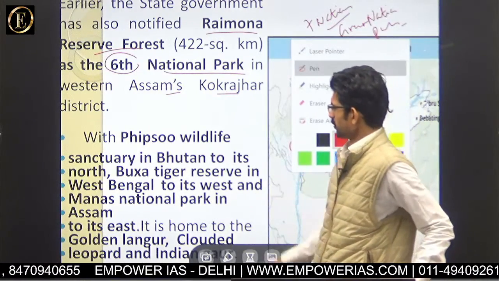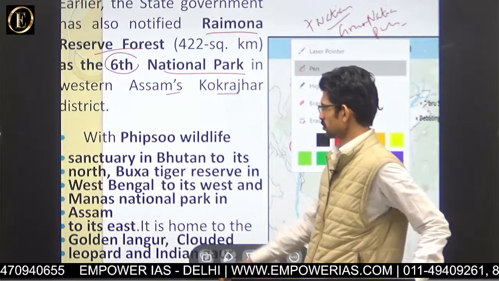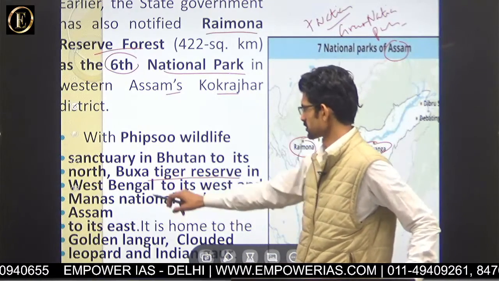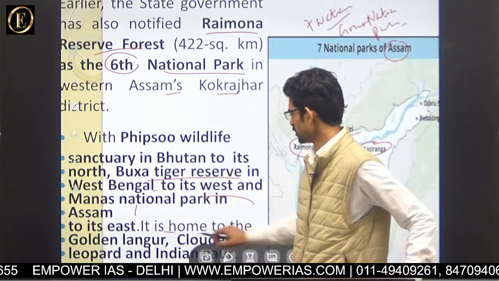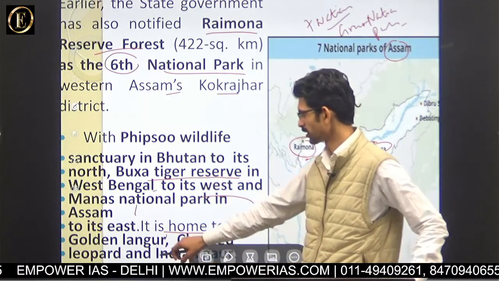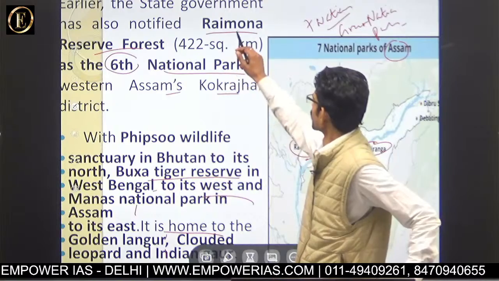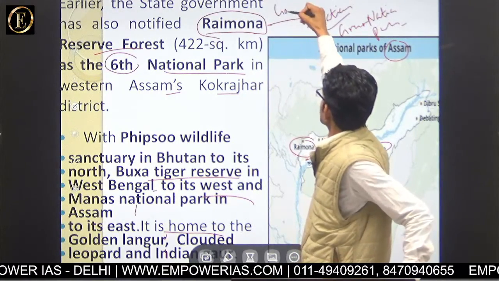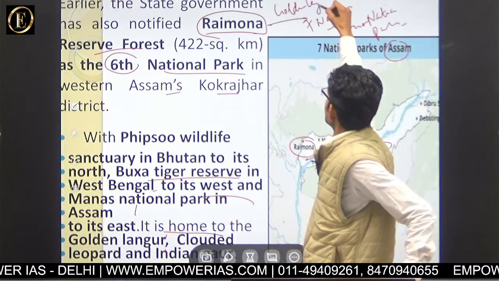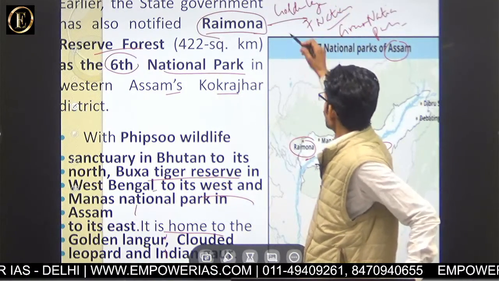These are formed in the Bhutan region to Buxa Tiger Reserve in West Bengal to the west of Assam, and it goes for the home of golden langur and clouded leopard. So in Raimona National Park, what do we find? Golden langur and there is clouded leopard.